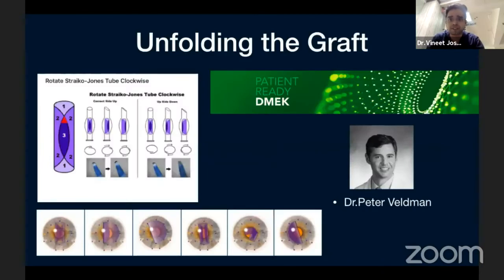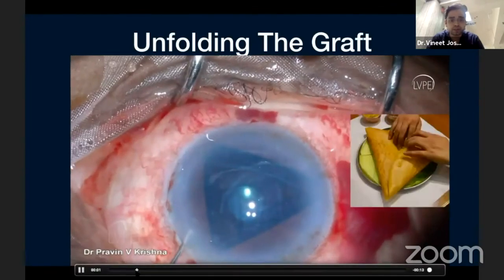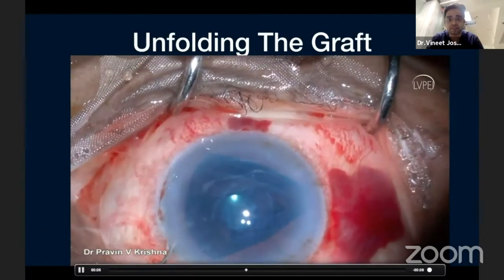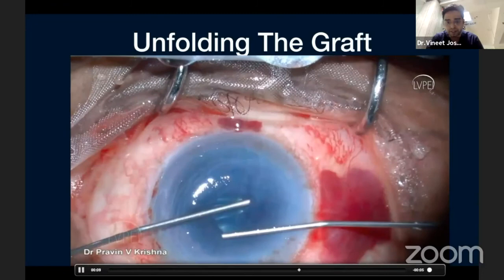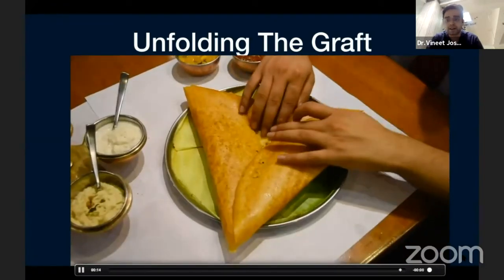Now, the unfolding of the graft has been very nicely demonstrated by Dr. Peter Wellman on his website, with different formations of the scroll. So I will just take you very fast through some shapes. This is one triangular formation which is desirable at the end of every DMEK unfolding, and this is the prior step before it unfolds fully.